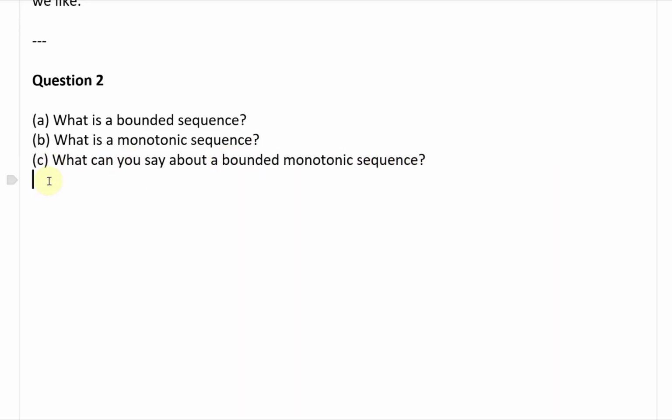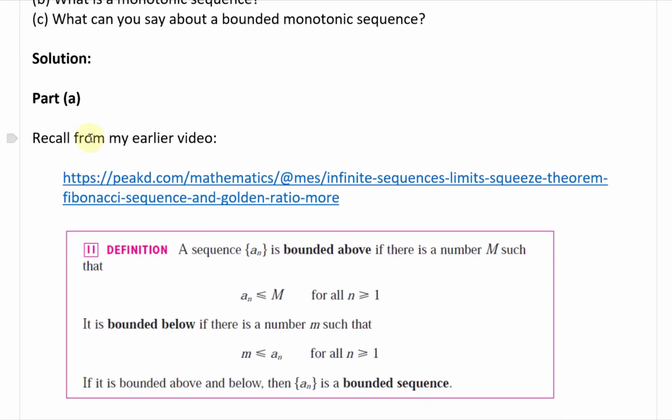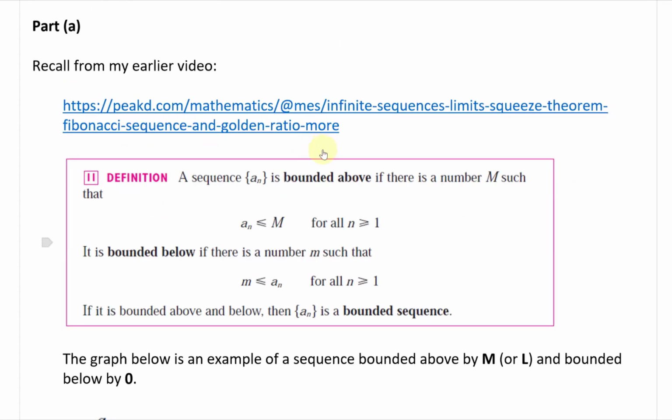Again, we're dealing in this case with the monotonic sequence theorem. Alright, so now let's take a look at the solution. So part A, what is a bounded sequence? So again, recall from my earlier video, here's a sequence bounded above. So definition, a sequence a_n is bounded above if there's a number capital M such that a_n is always less than or equal to M for all n greater than or equal to 1.